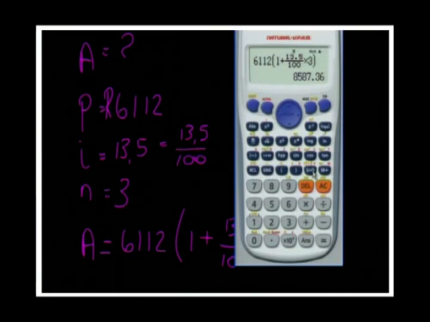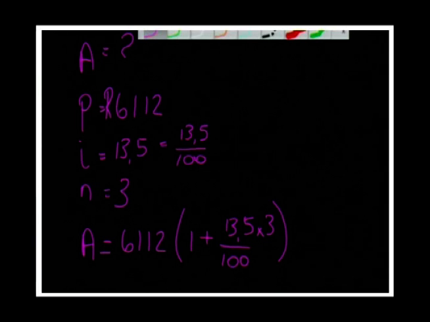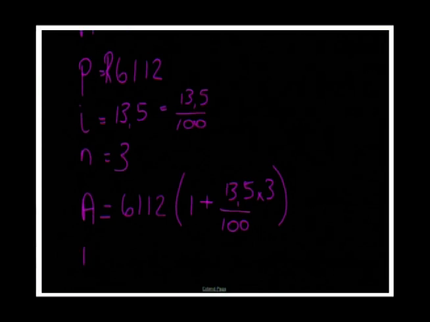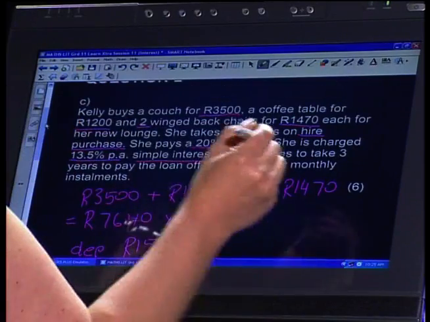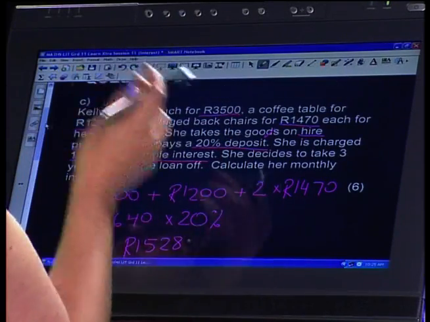So let's write that number into our equation, into our notes. So A was 8,587 Rand and 36 cents. Did we answer the question? Well, we've calculated how much she pays in total, but the question said calculate her monthly installments.